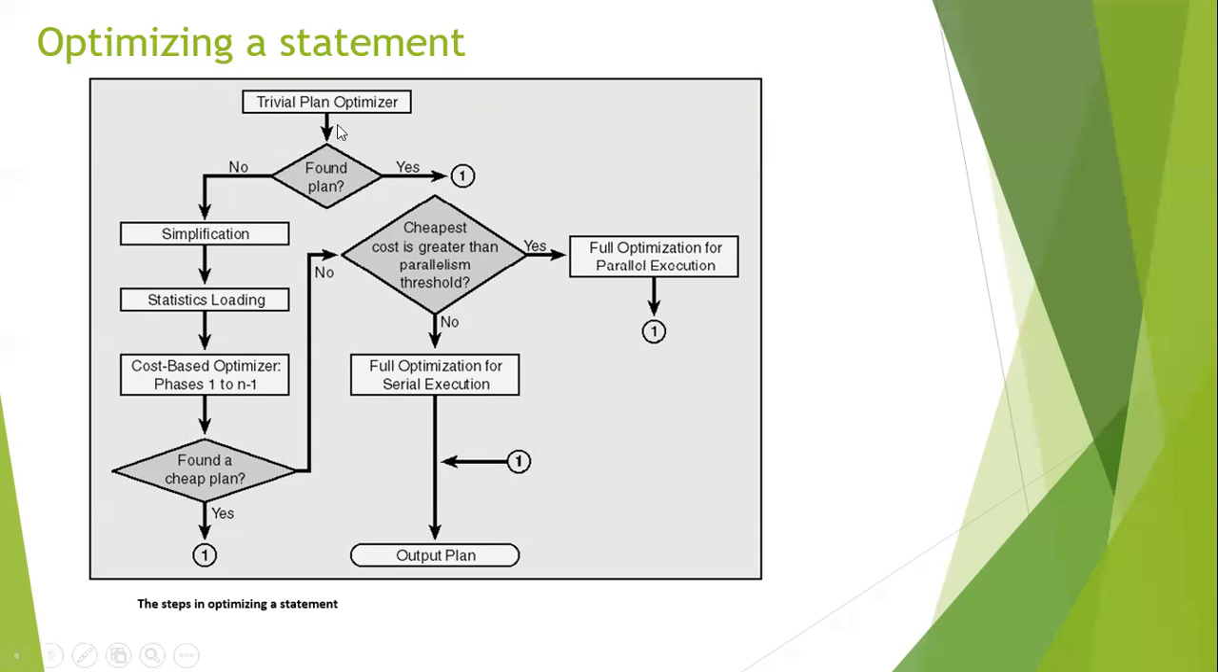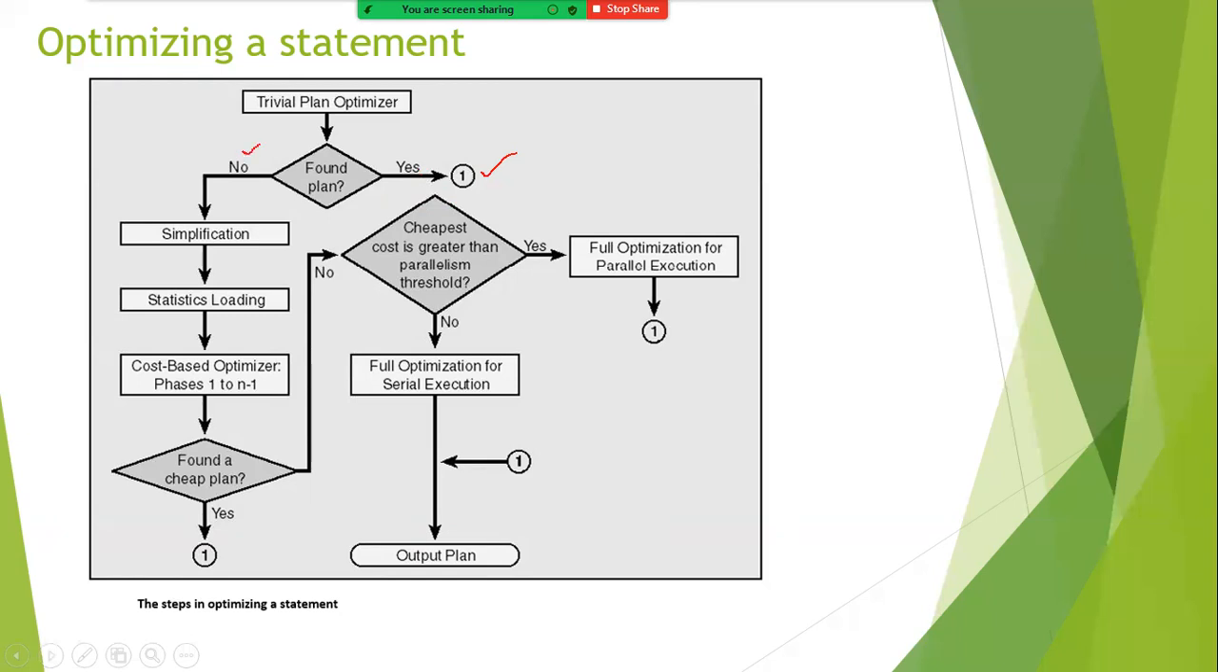So we have the trivial plan optimizer. So let's say, for example, this is a trivial plan. If we find a trivial plan, then nothing more. We just compile that and we will execute that query, right? So let's say it is a trivial plan. Yes, so if it is a trivial plan, then we execute this query, right? So we don't consider much.